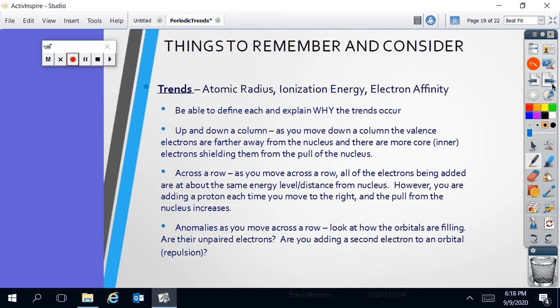If you go up and down a group or a column, remember the valence electrons are farther away from the nucleus as you go down, and there are more inner or core electrons shielding them from the pull of the nucleus. You go across a row, really all the electrons being added are at the same energy level, but you're adding in a proton each time you move to the right. Therefore the nuclear charge, or the Coulombic force, is increased. Sometimes anomalies do happen, and you've got to see how the orbitals are filling. Are there unpaired electrons? Are you adding a second electron to an orbital?